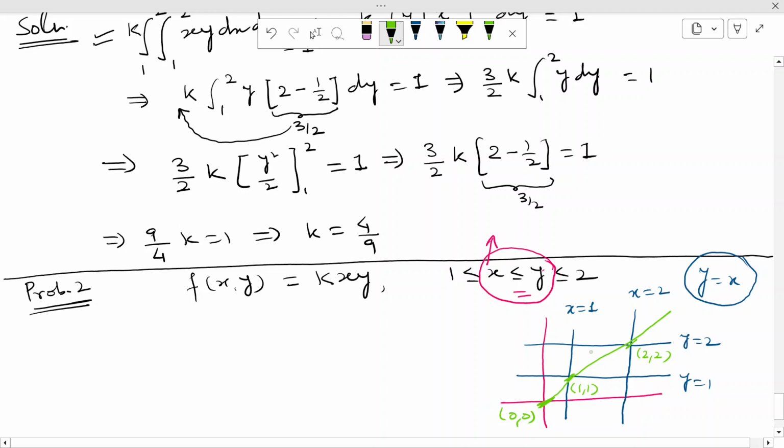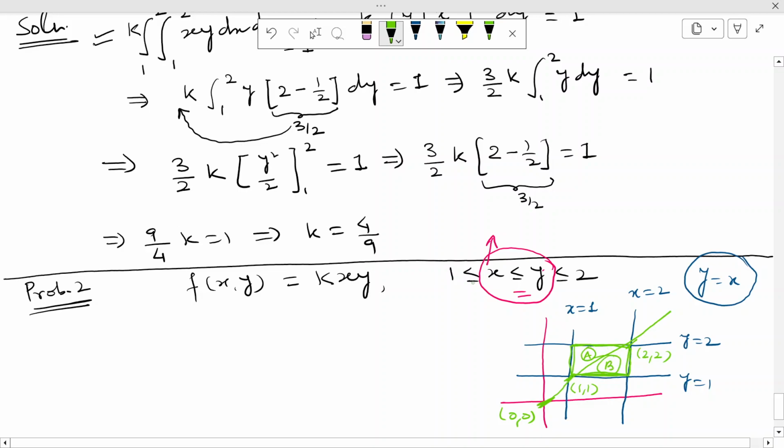Now if you look at this, this is our domain, the domain over which our function is defined. Now we have to obtain the limits. In order to obtain the limits, we have plotted this domain. You can see that the line y equals x divides the domain of this function into 2 parts. I am calling this part A and the second part B.